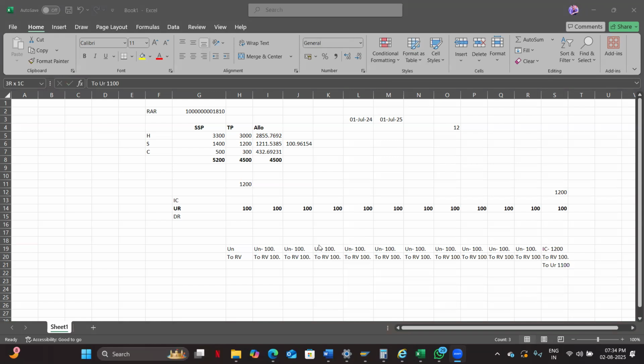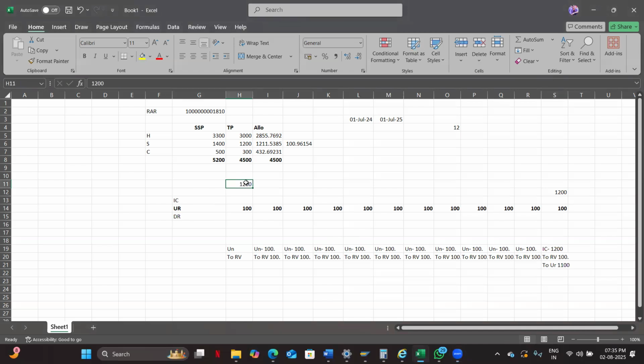We are calling IC invoice amount, whatever invoice came. UR means unbilled account. From the unbilled account, we are billing per month. Last month, if the customer paid that month, whatever unbilled amount we had taken, we are giving it back to that account.